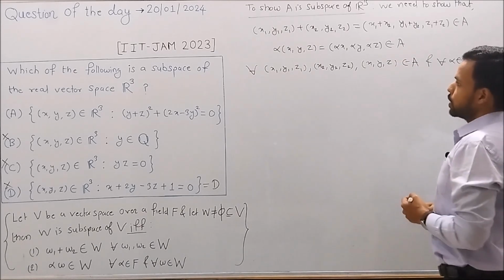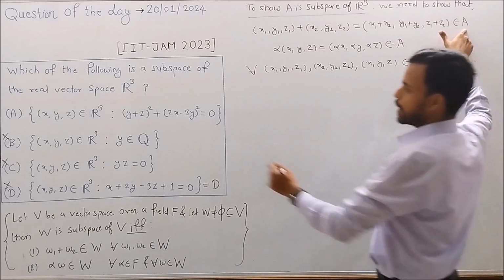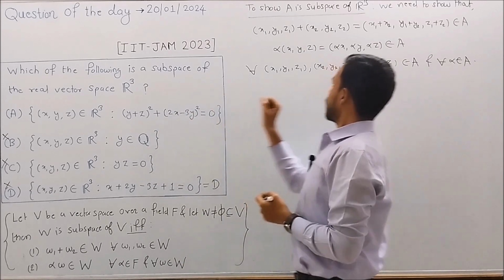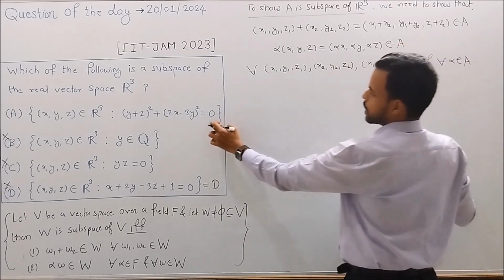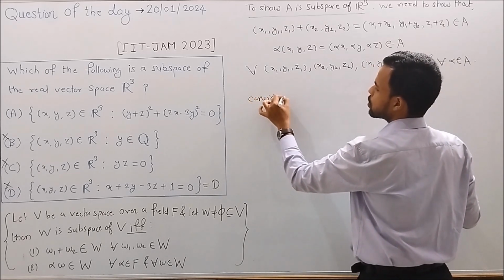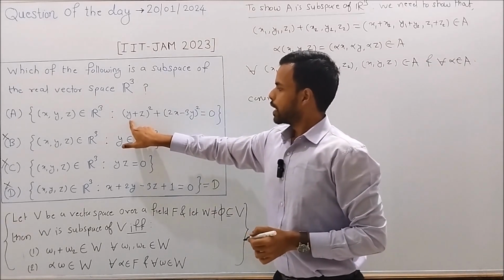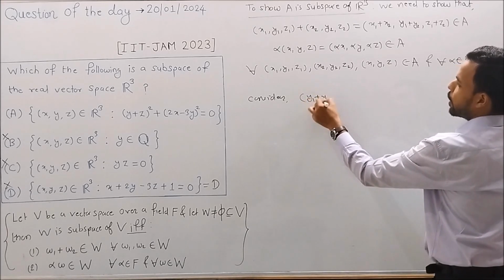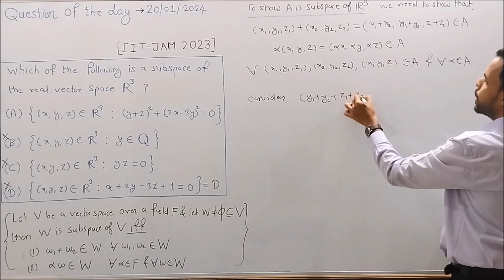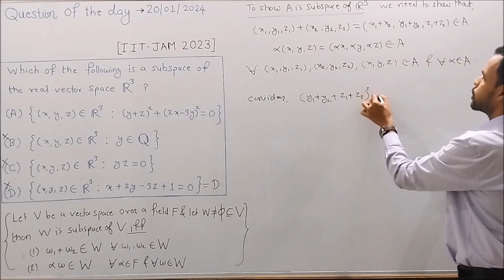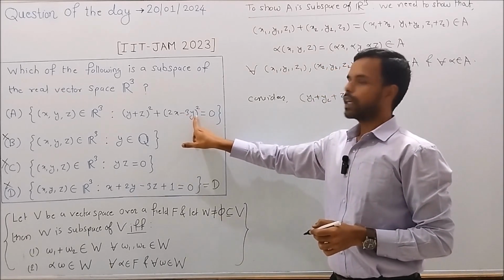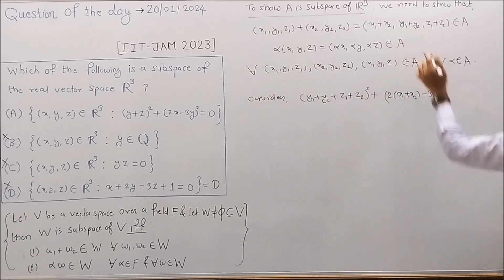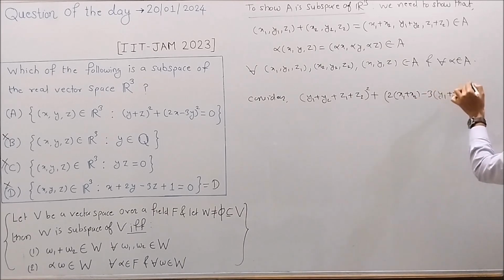Now this element belongs to A if it satisfies this condition by the definition of A, because any element that belongs to A satisfies this condition. Now, for this element to belong to A, it must satisfy this condition. So we consider, what is this condition? Second coordinate plus third coordinate, square. What is the second coordinate of this element? y1 plus y2. What is the third coordinate? z1 plus z2, and its square, plus 2 times the first coordinate minus 3 times the second coordinate, whole square. So 2 times first coordinate (x1 plus x2) minus 3 times second coordinate (y1 plus y2), whole square.